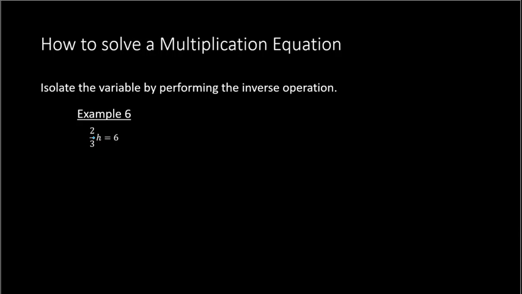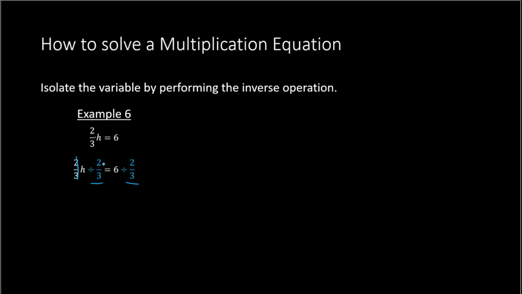Because here we have 2/3 times h. So to get rid of the multiplication, we have to do the inverse, which is divide. So again, we're just dividing both sides by 2/3. We see that typed up right here. Well, what is 2/3 divided by 2/3? Well, what's anything divided by itself? 4 divided by 4, 8 divided by 8. Anything divided by itself is 1.